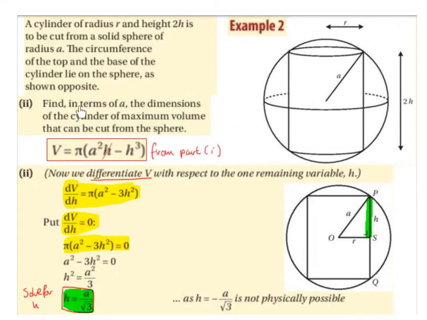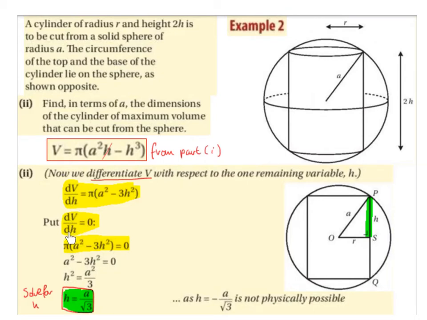Part 2. Find, in terms of A, the dimensions of the cylinder of maximum volume that can be cut from the sphere. So when we hear maximum or minimum, we think differentiate. So in part 1, we were told that V, the volume, equals pi times A squared H minus H cubed. Now we differentiate V with respect to the one remaining variable H. So dV/dH is equal to pi times A squared minus 3H squared. So we just cancel out the H, so we're left with A squared. And for minus H cubed, we bring the 3 down in front and reduce the power by 1. So we get minus 3H squared.